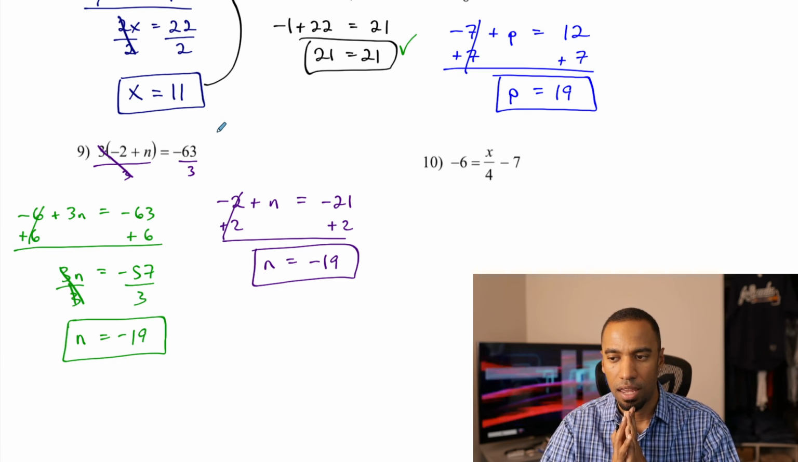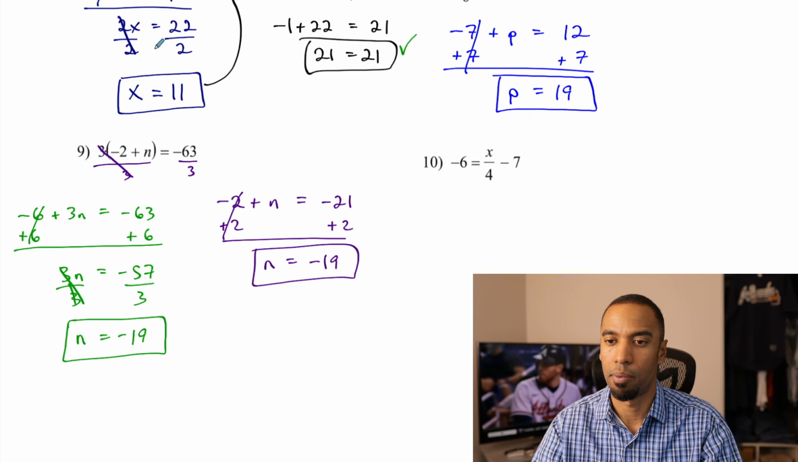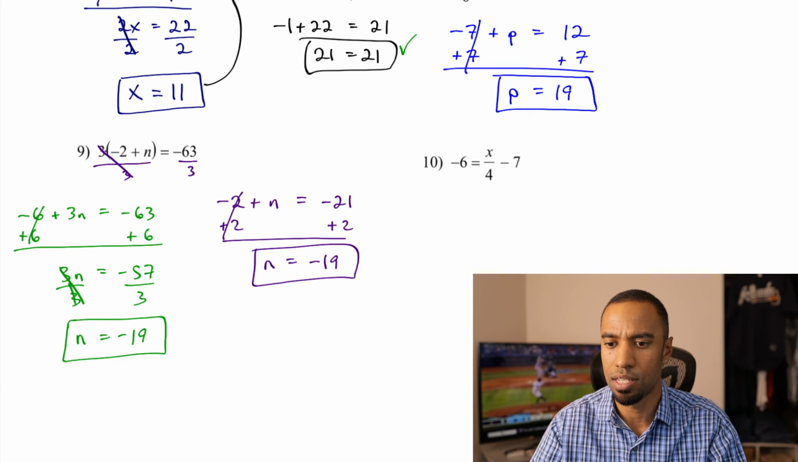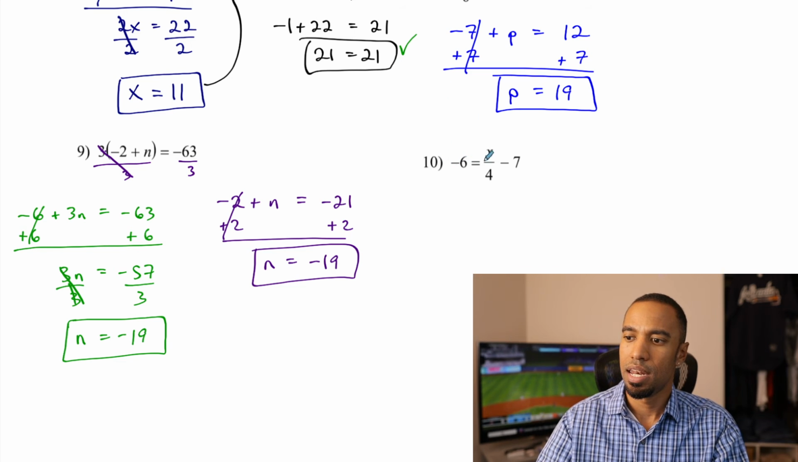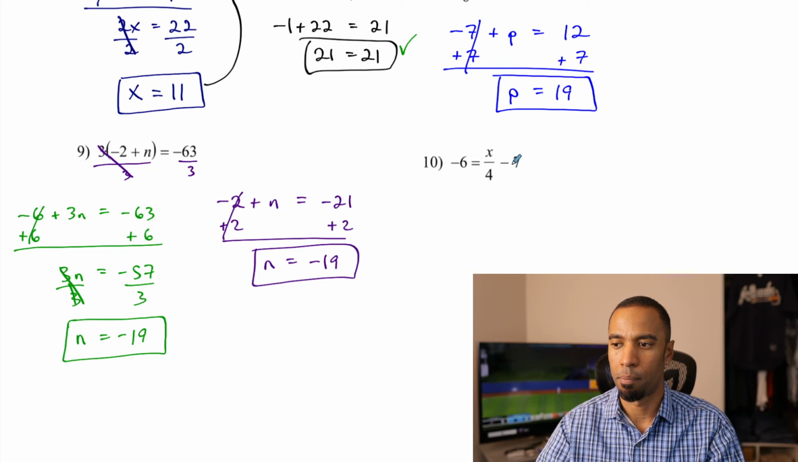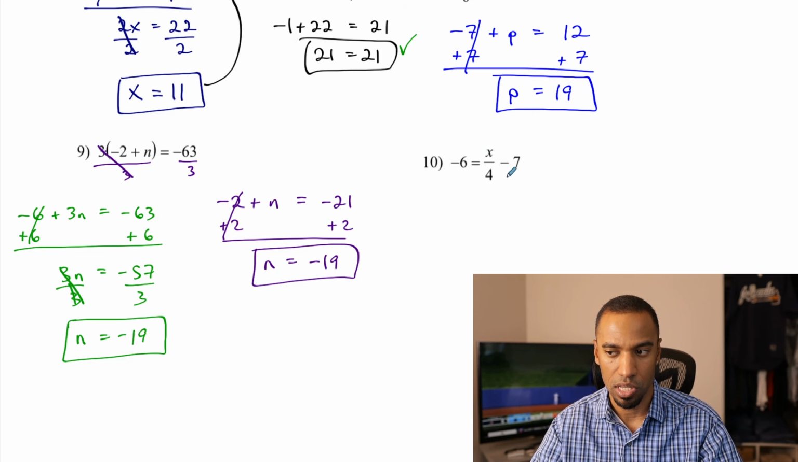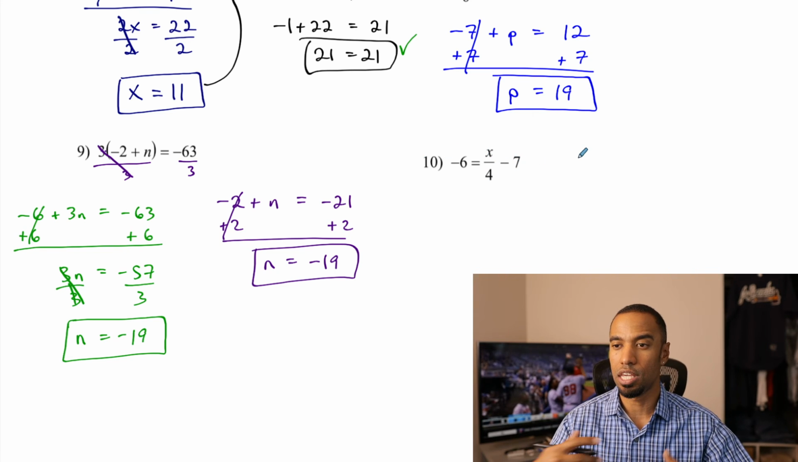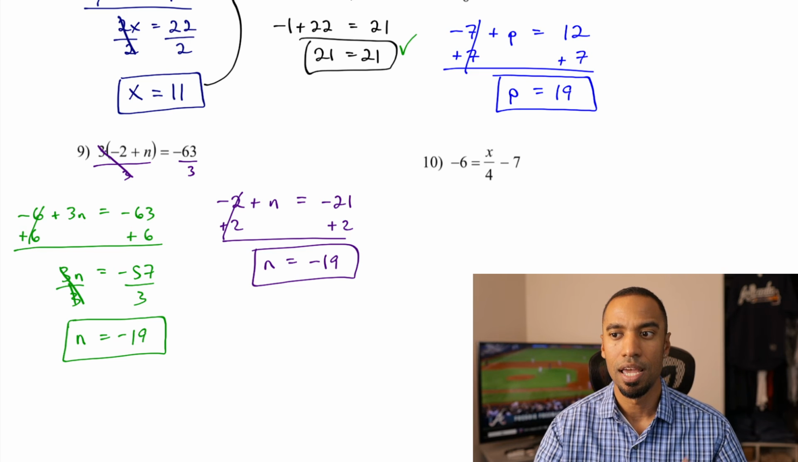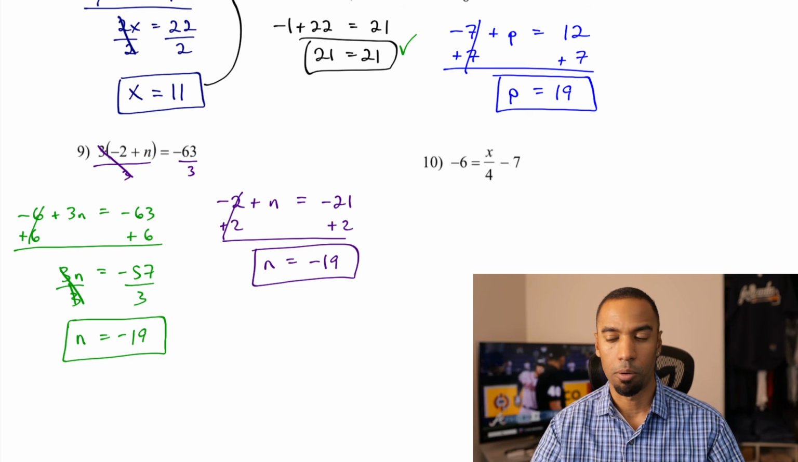Okay, number 10, very last one here, and then I'm done. I want to make sure I get this within 25 minutes. I can do it. I've got 2 minutes left. Negative 6 equals x divided by 4 minus 7. Now, the minus 7 occurs last as far as what happens in this expression, which means let's deal with it and get rid of it first in order to get the x variable by itself.